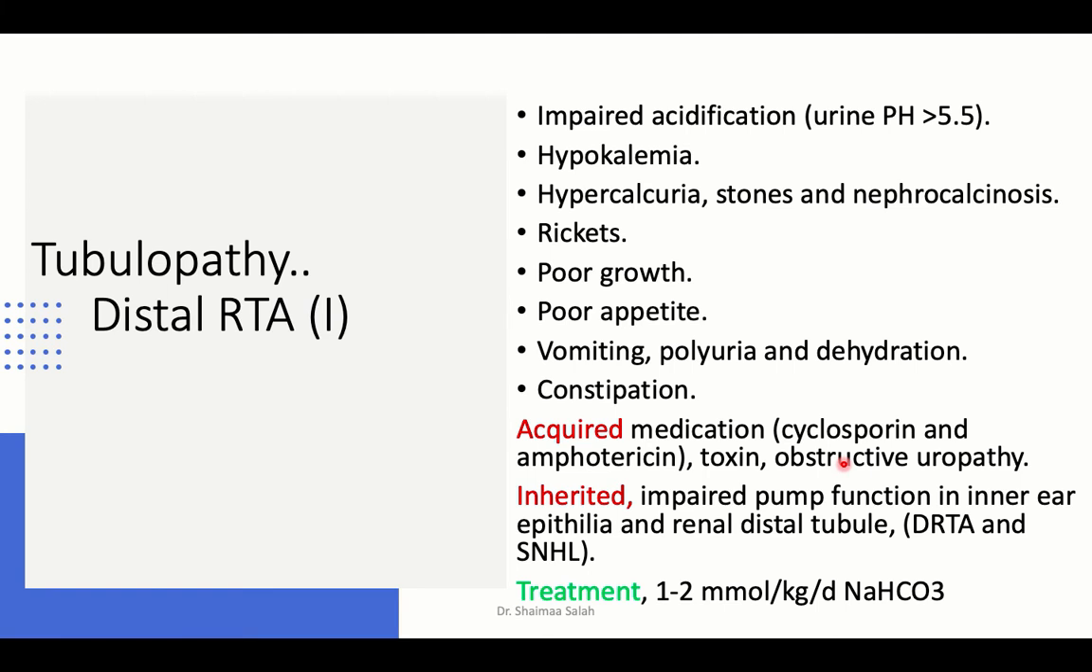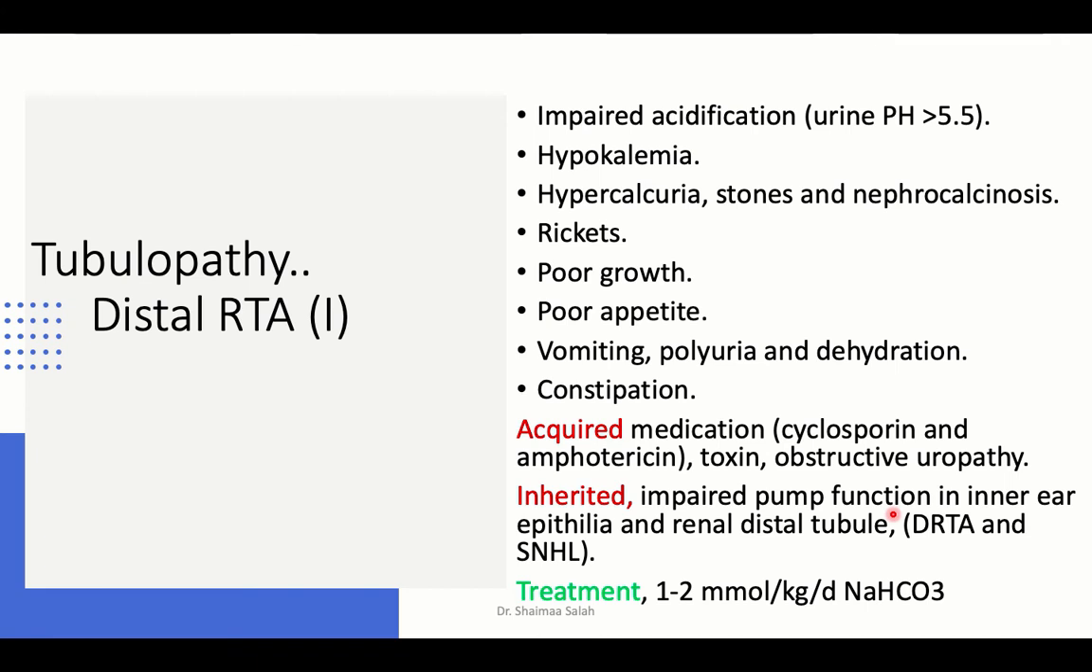Obstructive uropathy, so if you have persistent obstruction to the urine flow, as we have discussed in the congenital anomalies, this can be complicated later on by tubular defect and appearance of renal tubular acidosis. It can be inherited, where association of these renal manifestations with inner ear dysfunction and sensorineural hearing loss is characteristic, with the combination of sensorineural hearing loss and distal RTA due to the inherited mutation in pump function.